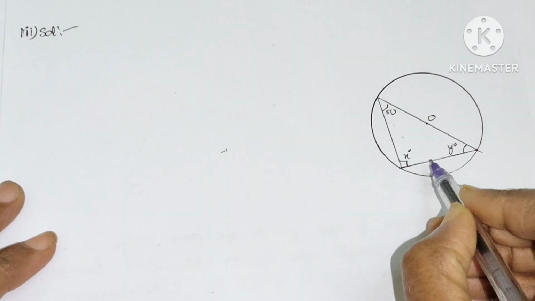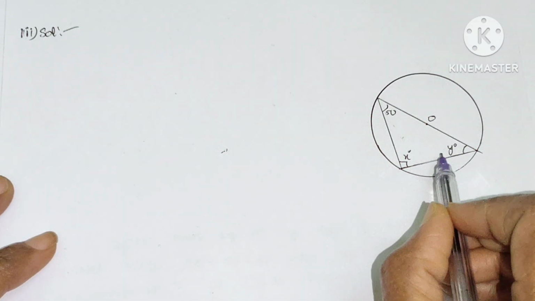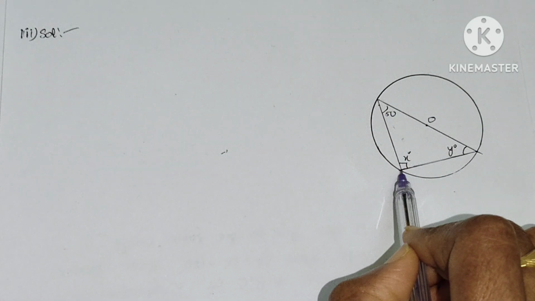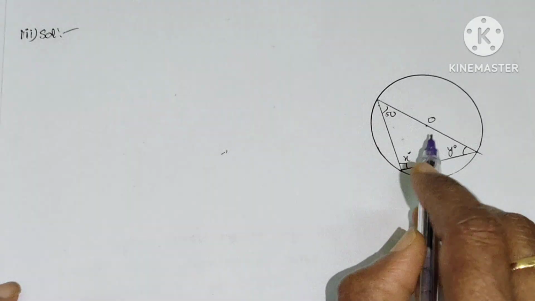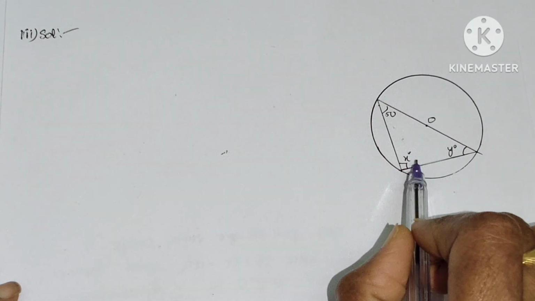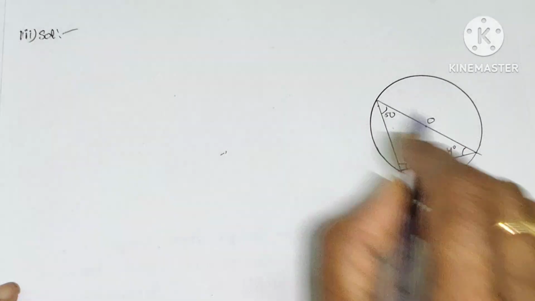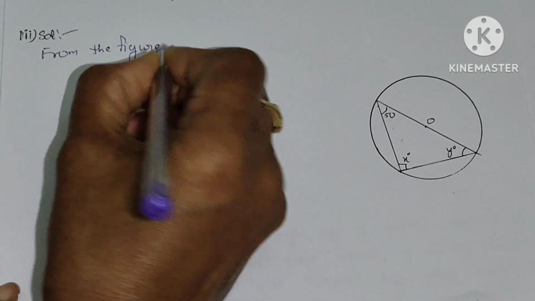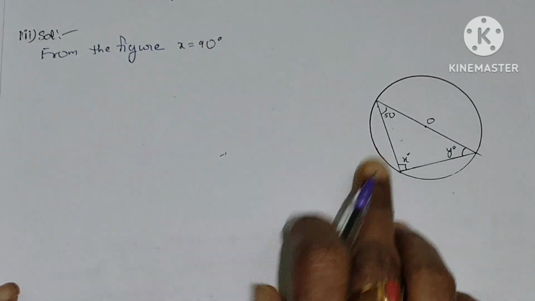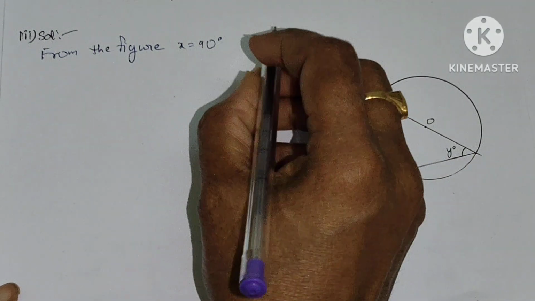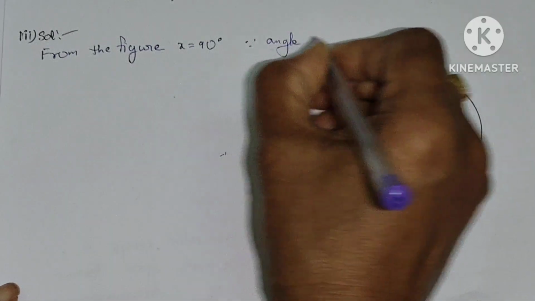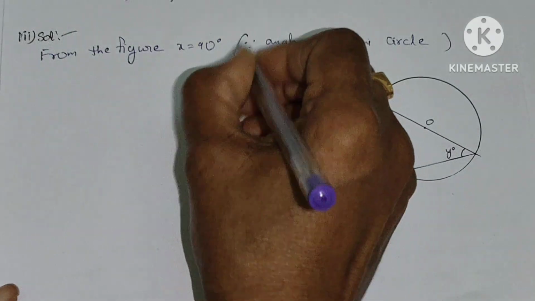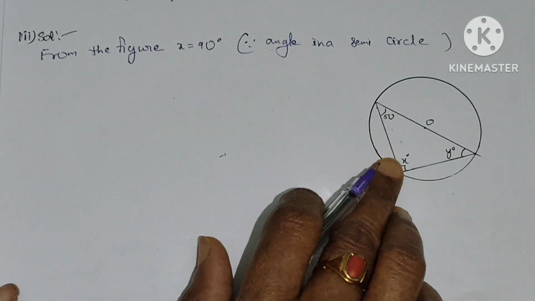Now next, the third one. This is the given diagram, and we find x. Here this is a diagonal, and the angle it makes in the triangle is 90 degrees. So x equals 90 degrees, because this is a semicircle. From the figure, x equals 90 degrees, since the angle in a semicircle is 90 degrees.